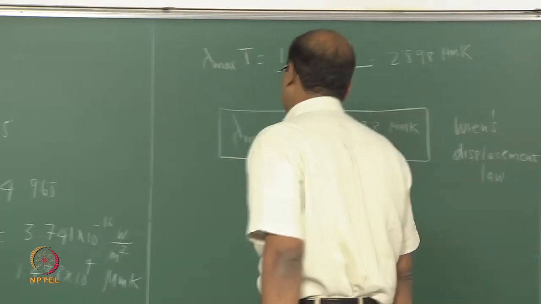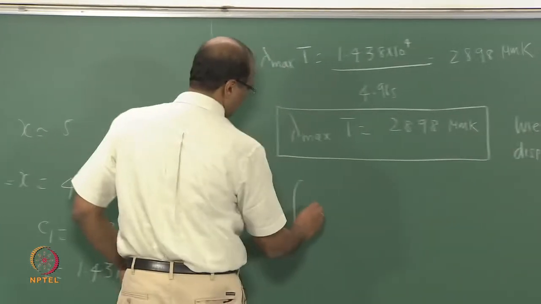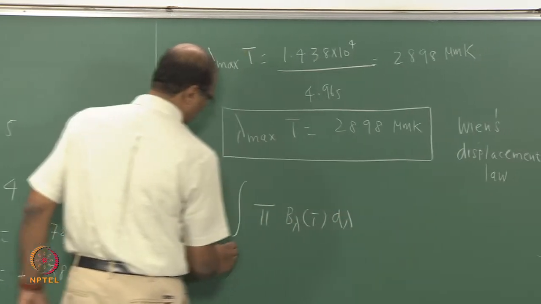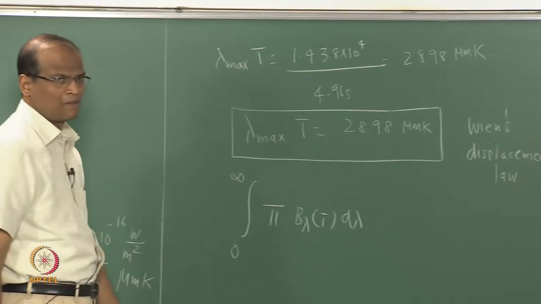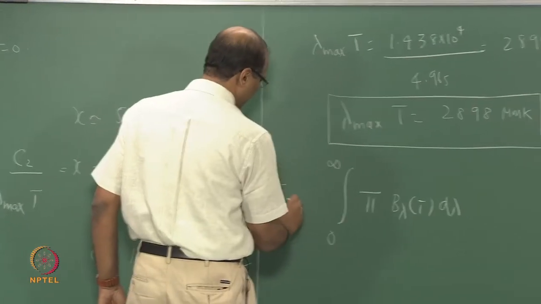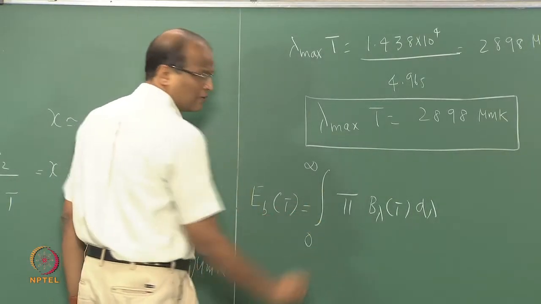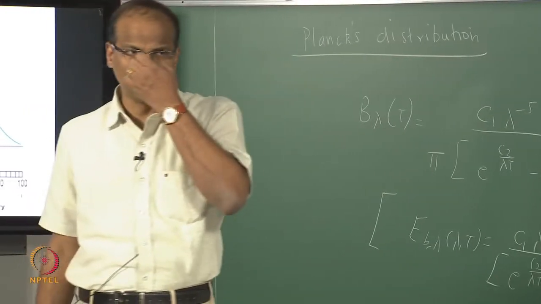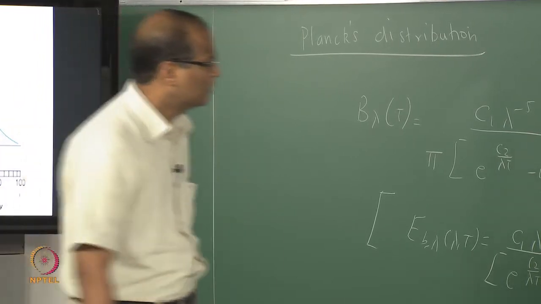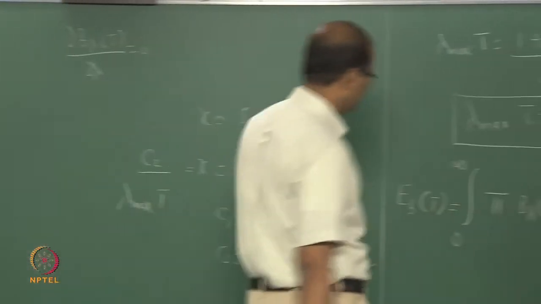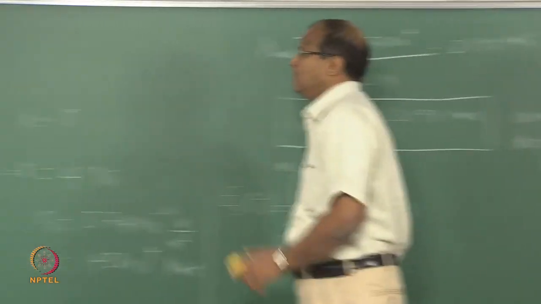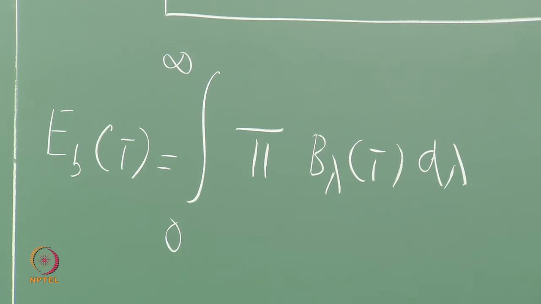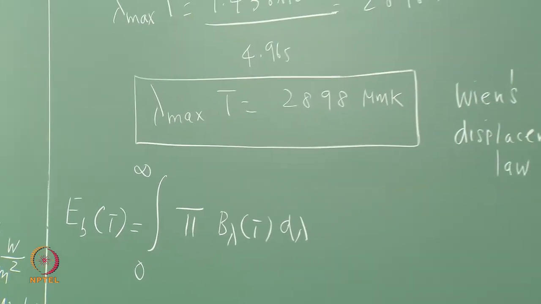Now what will happen if... this should give you the black body emissive power at a particular temperature. You all already know that it is equal to sigma T to the power of 4, which you are learning from high school. So let us see whether we can do something to derive this from Planck's distribution.